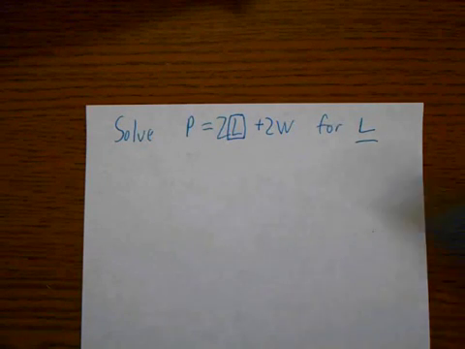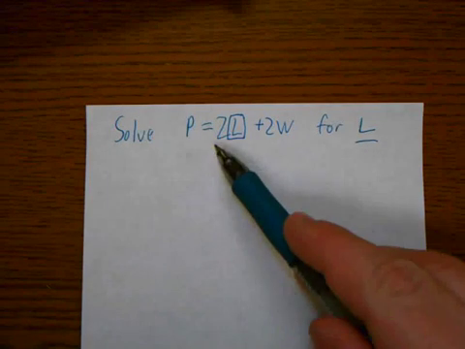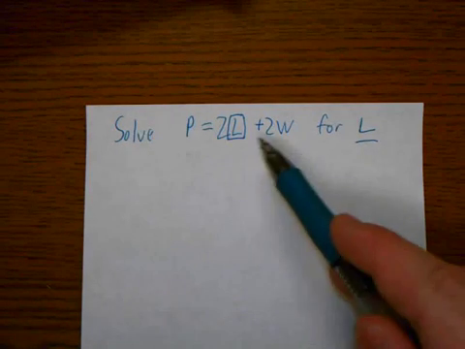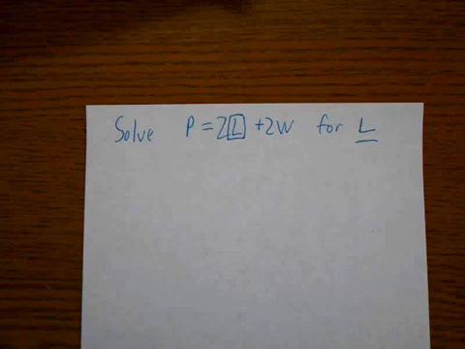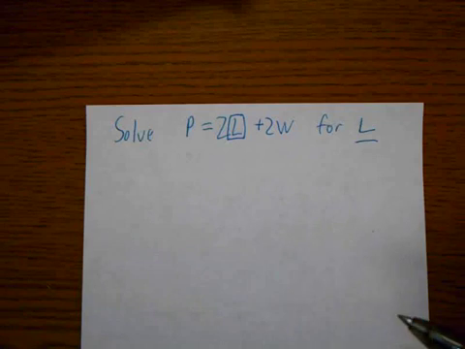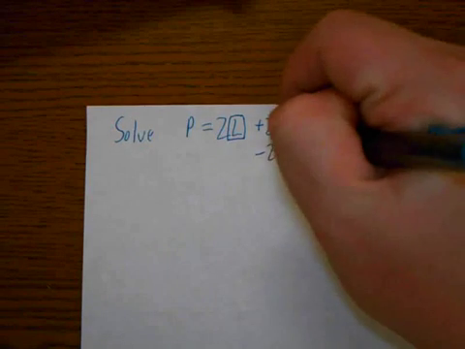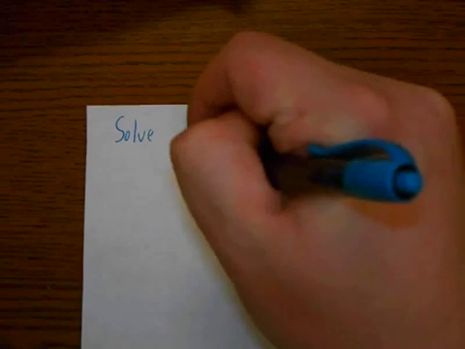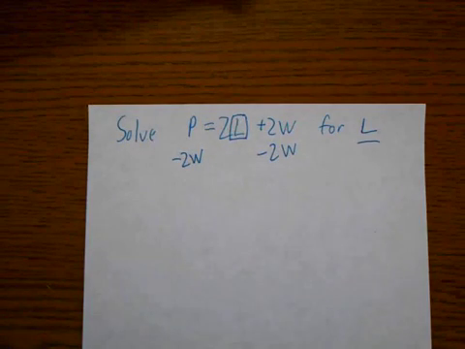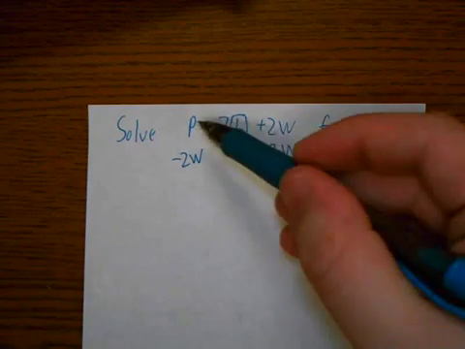We want to get L by itself, so we look at what's happening. We can see that it's being multiplied by 2 and that we're adding 2W to it. So, the first thing we need to do is undo that addition. To do that, we use the inverse operation, which is subtraction. So we want to subtract 2W from each side. Remember, whatever we do to one side, we have to do the other.